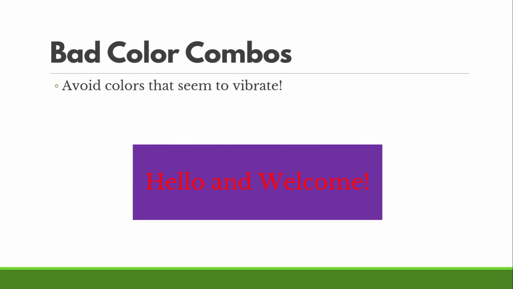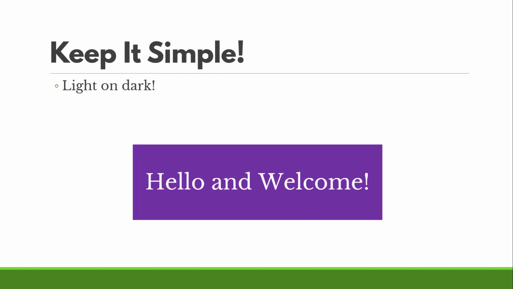Similar, red on purple is another color combo that's really bad for people that are colorblind. It's also a color combo that seems to vibrate off the screen. If you are not sure, as with all things in life, just keep it simple. Light font on dark background or a dark font on a light background, okay? Design above all things for readability. If you're not sure, ask a friend and use the WebAIM contrast checker.